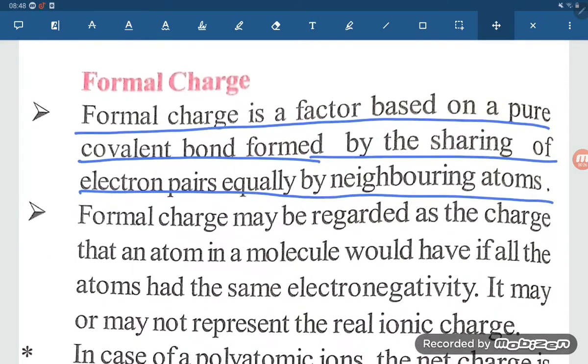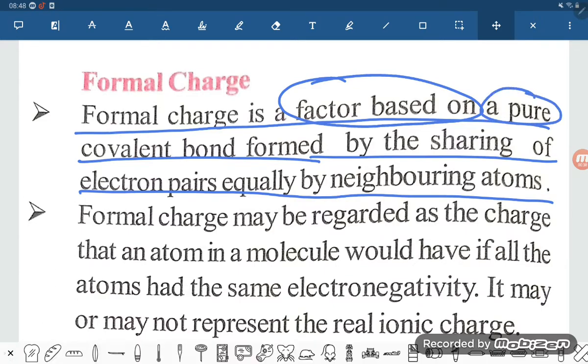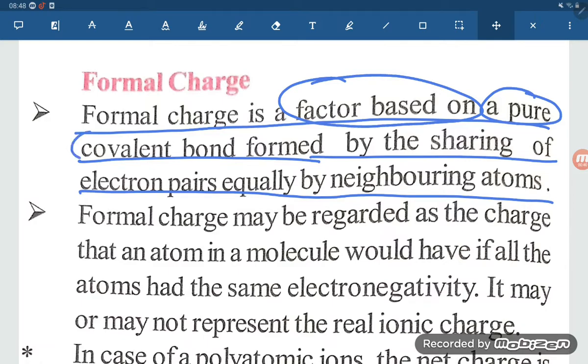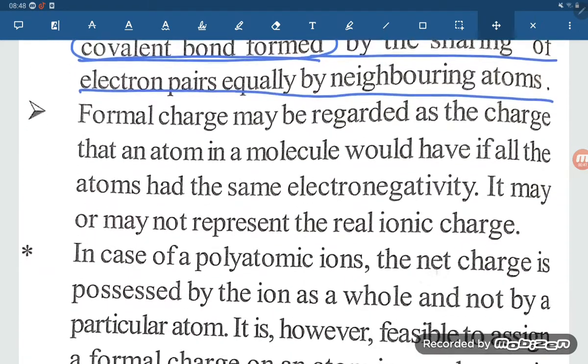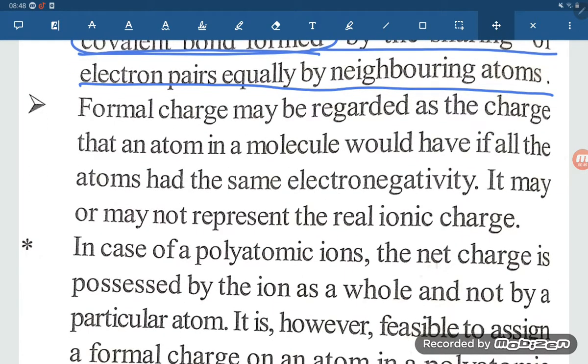Okay, so again you read out, the formal charge is a factor based on a pure covalent bond. What is a factor based on a pure covalent bond? Formed by sharing of electron pair equally by neighboring atoms. Okay, let us see another statement, it might clear.